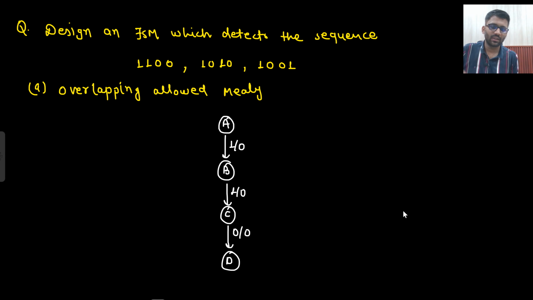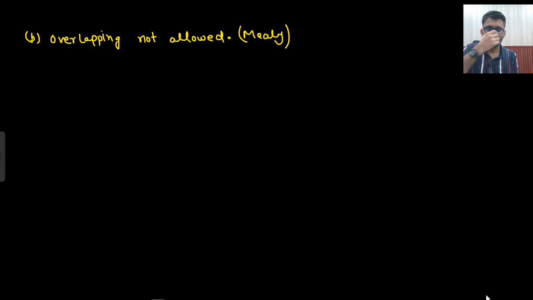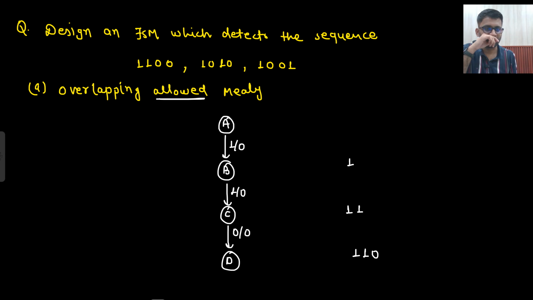Let's stop here once. If I am at B, that means 1 has been detected. If I am at C, that means 11 has been detected, and if I am at D, that means 110 has been detected. This is the case of overlapping allowed. Mark that. Which is more difficult? Overlapping not allowed is easier than overlapping allowed, I guess. So we can solve in any manner. Now I need to detect 1010 in the same FSM. What do you think? Will I start from A?